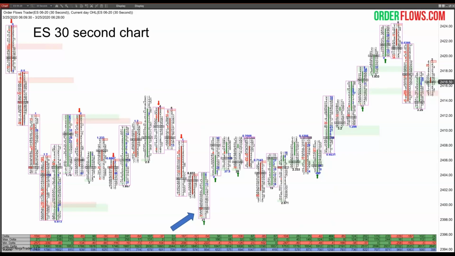Now, excuse me, this is a 30-second chart. I have the arrow here at this swing low. You've got your buying imbalances, and the market made a nice rally. Now, people say, Mike, what about this other one here? It's a double bottom. The first candle down, and then the second candle up. They have to share the same bottom.